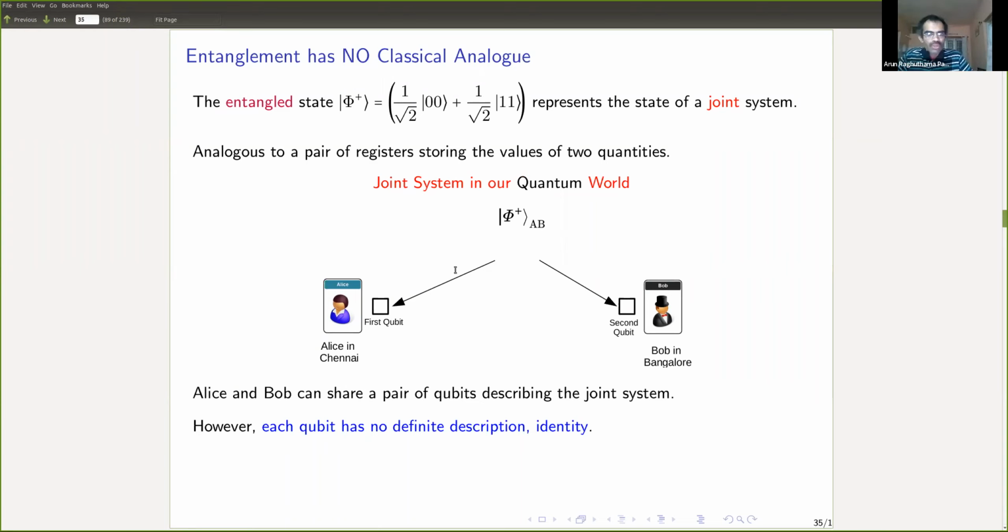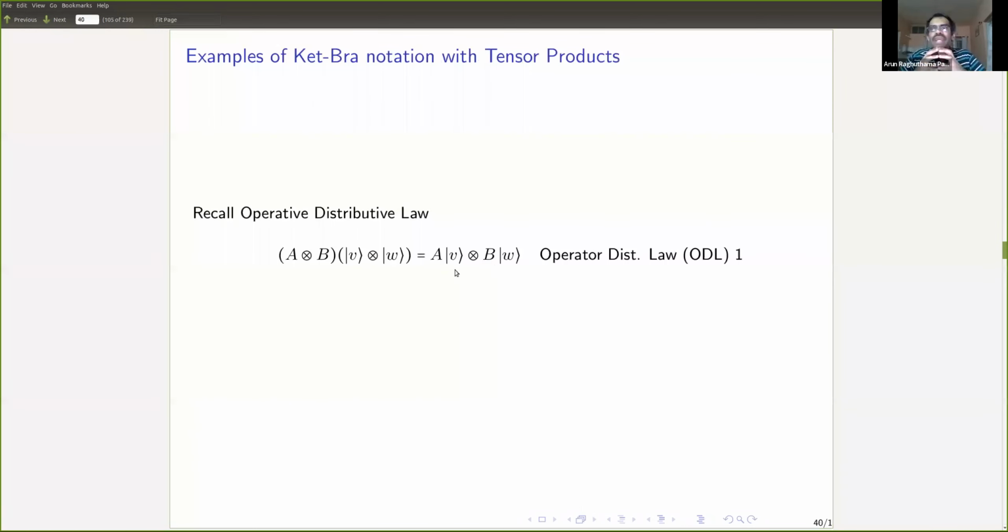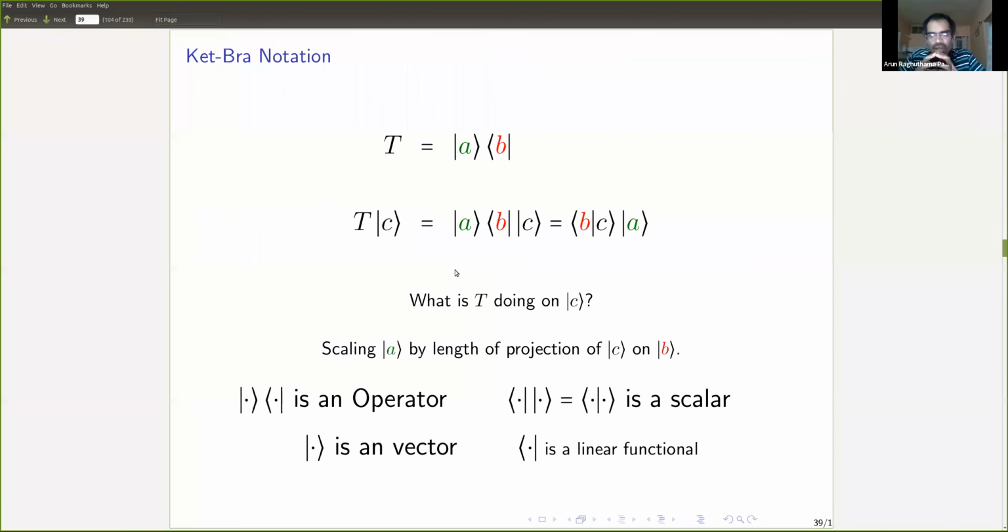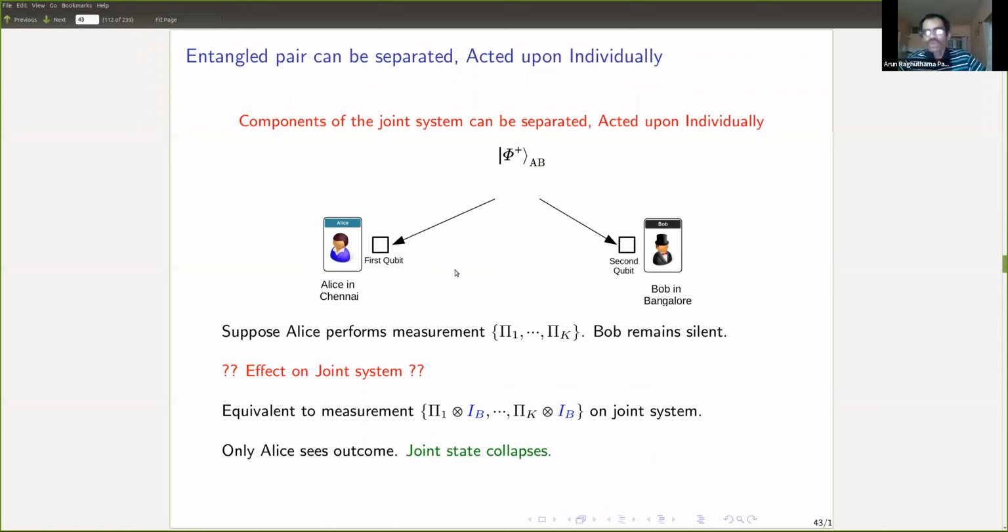I'm going through something here quickly. So let's do an example. Let's say we have an entangled system shared between Alice and Bob. Alice is in Krakow, Bob is in Warsaw, and they share an entangled system. And what is that entangled system? That entangled system is this phi plus system.